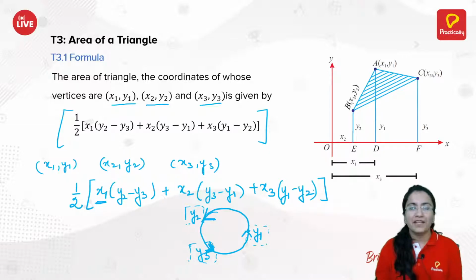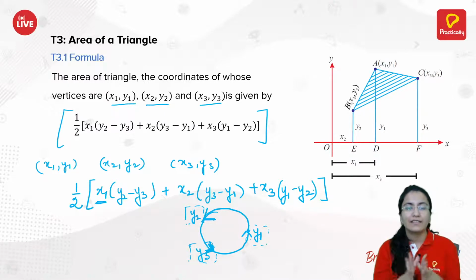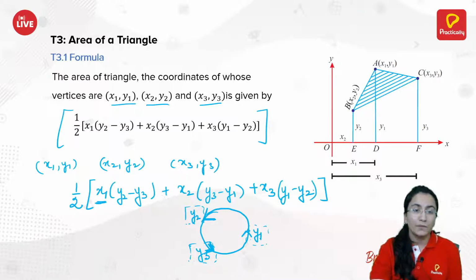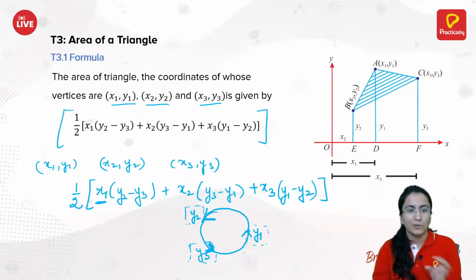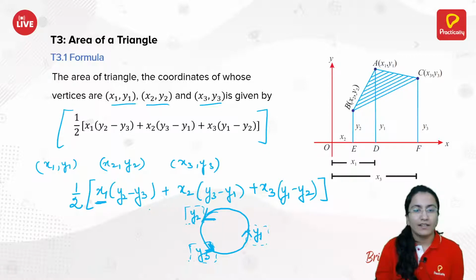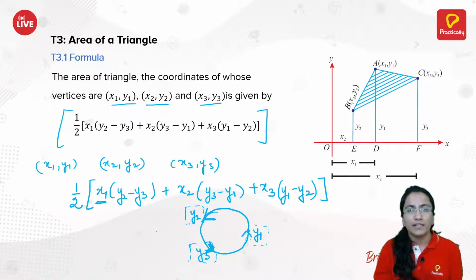So in this way, if you practice writing it 2 to 3 times by forming this loop, you will easily be able to write this formula in the examination. Try writing by this loop. You will definitely have no issues while writing it in the examination. There will be no confusion about why you need to write y2 minus y3 or y3 minus y2. If you form a loop over here and go this way, you will definitely have all the correct signs with you, right?